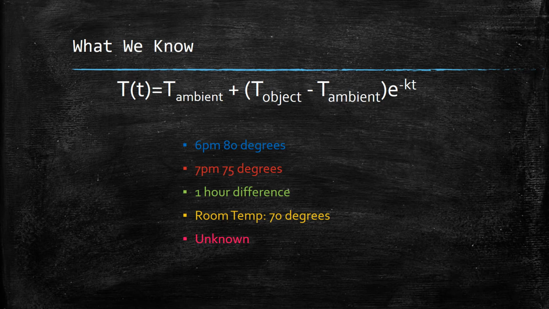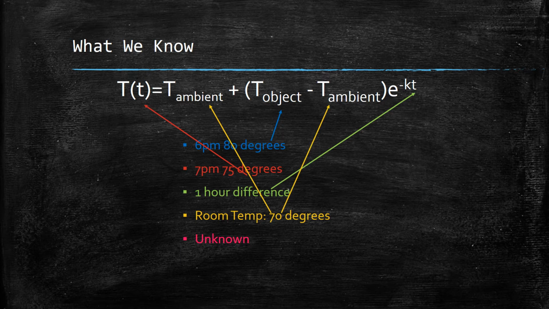We were told that at 6 p.m. the body was at 80 degrees. We plug that in to our object temperature. We were told that at 7 p.m. the body was at 75 degrees, and we plug that in on the left-hand side of the equation. There is a 1 hour difference between 6 p.m. and 7 p.m., therefore we plug that in as T. We were told that the room temperature was 70 degrees, and therefore we use it as our ambient temperature. This leaves us with K as our only unknown.